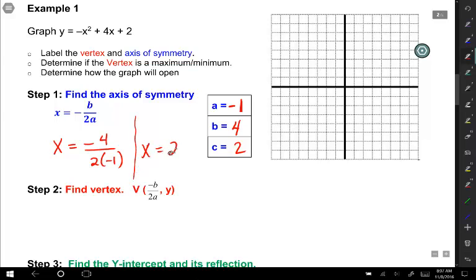X equals 2. Okay. Now remember, when we ask you for the axis of symmetry, we've got to make sure we don't just say it's 2, we say it's x equals 2. It's a line. So go to your graph now and go to the value x equals 2 and make a dotted line up and down at x equals 2.